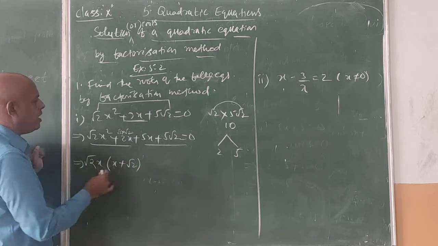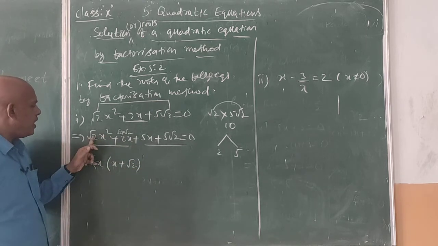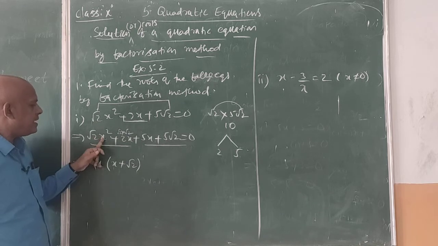So what is left? I will repeat: in root 2 x square, root 2 and one x are common, and one x is left.